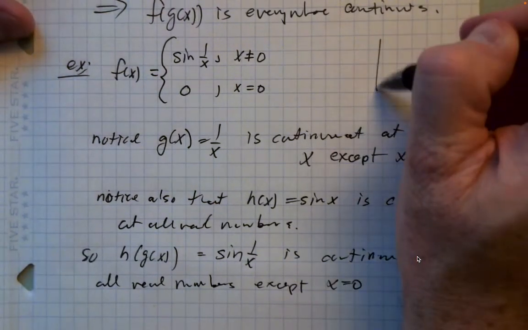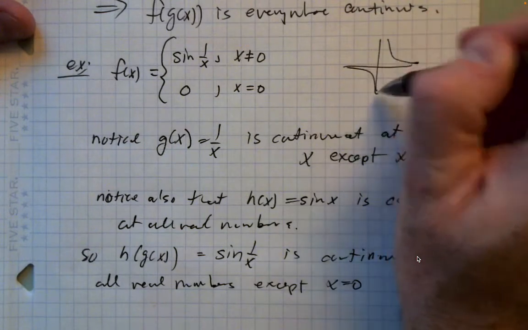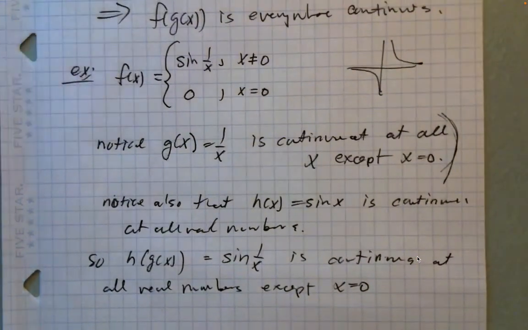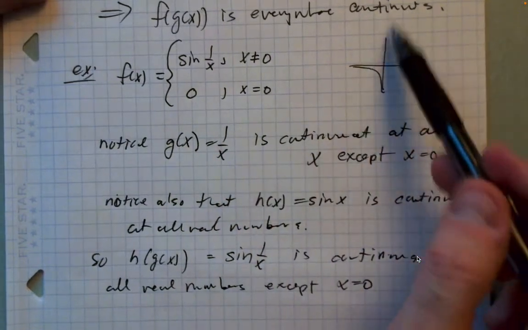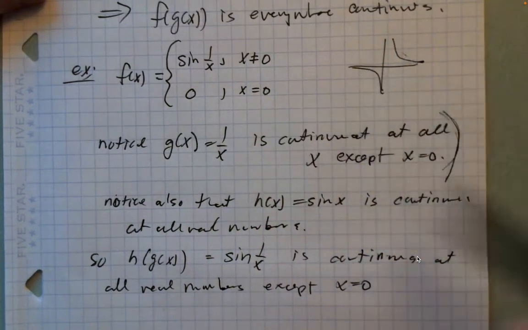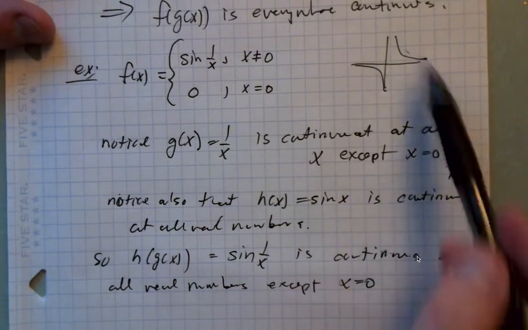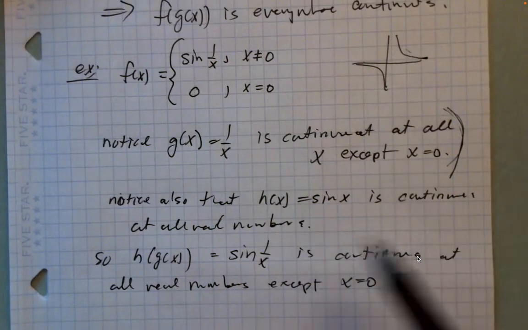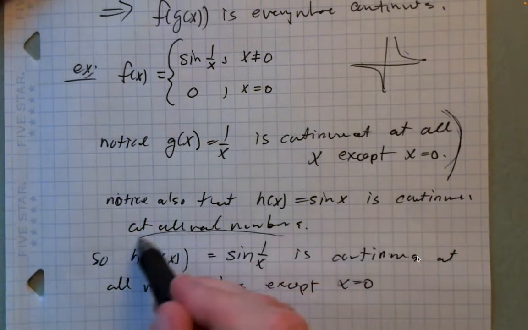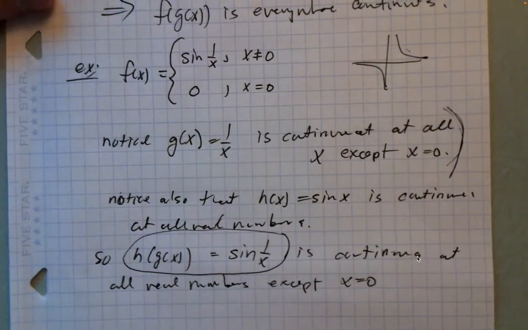If you remember what this one looked like, it went like this, right? So no redefinition. This is an example where the inside function has a non-removable discontinuity. But everywhere else it's fine. The numbers get very large, they get very small, but that's okay. We can plug very large numbers and very small numbers into the sine function. So this guy's good everywhere except for 0.